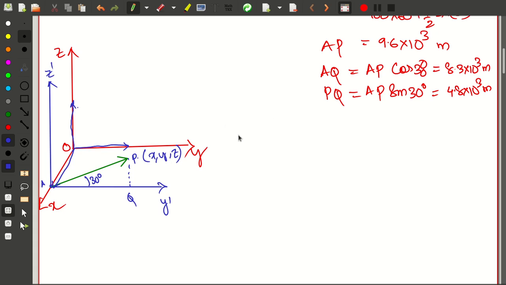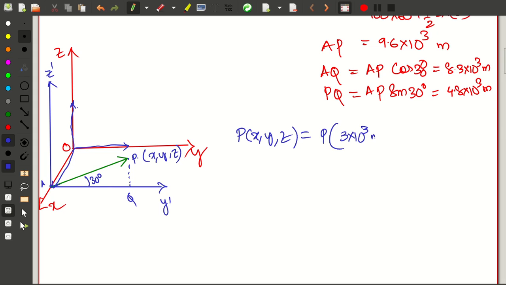So therefore we can write P as x, y, z, with x cap. What is x cap here? That is OA. OA we already calculated above. So that OA is 3 into 10 raised to 3. You don't have to put meters there, it's the coordinates. Then you have the y coordinate as AP cos 30, that is 8.3 into 10 raised to 3, and then the z coordinate as 4.8 into 10 raised to 3. So you have all the coordinates here.